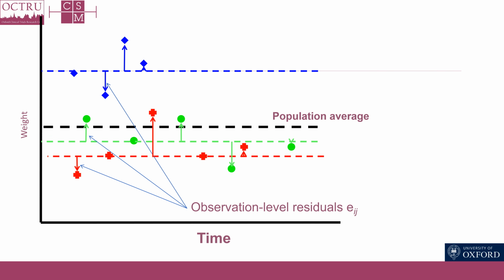Additionally, the observations from each individual will vary around their own individual means. These deviations, EIJ, indexed by occasion I for individual j, are deviations of each of the observations for the blue individual from the individual mean weight of the blue individual. Similarly, we have residuals for the green and the red. These are called the observation level residuals, EIJ.